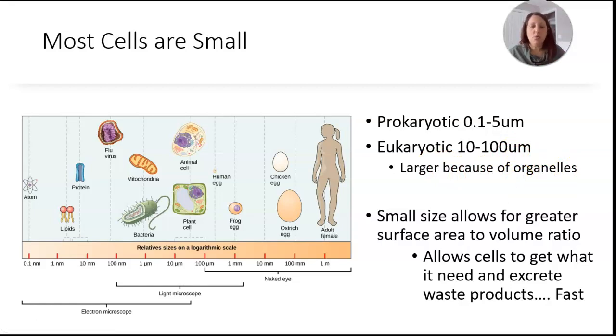So why are cells relatively small, especially prokaryotic cells? And that's because cells have to maintain a high enough surface to volume ratio in order for the cell to maintain homeostasis. The cell has to be able to bring in nutrients and get rid of waste products relatively quickly. And if the cell becomes too large, it's difficult to transport through that vast cytoplasm. And so staying small is very, very important.